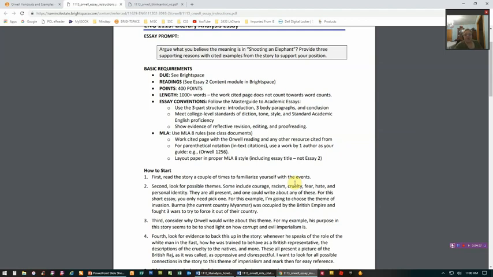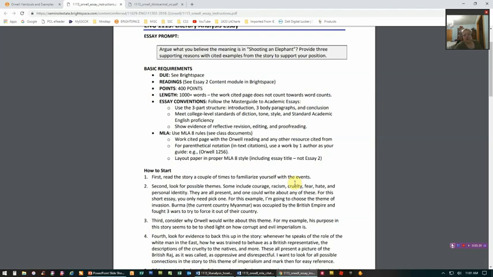And again, by the time I get your finished paper, it needs to show some reflective revision, editing, and proofreading, right? You don't need to just whip something out and give me your first draft. You need to go back and make it stronger, look for errors, look for ways to use better word choices, those kind of things, right? And again, we're using MLA 8 rules.